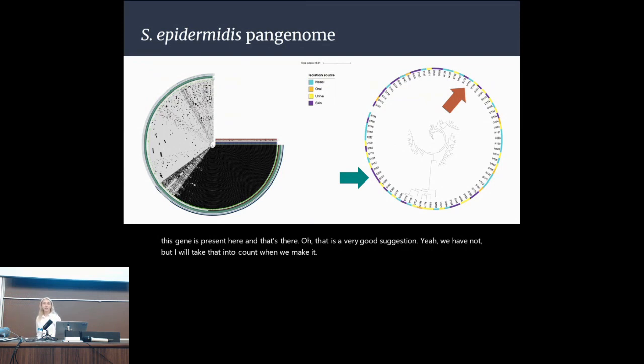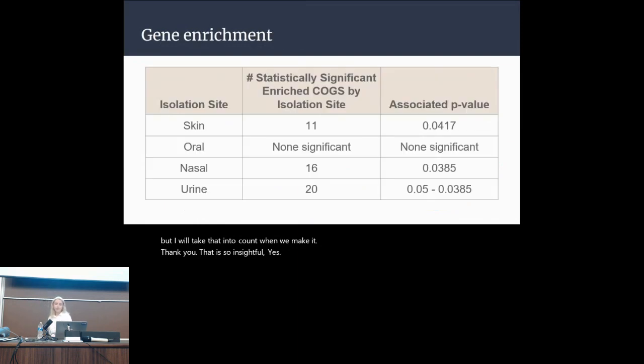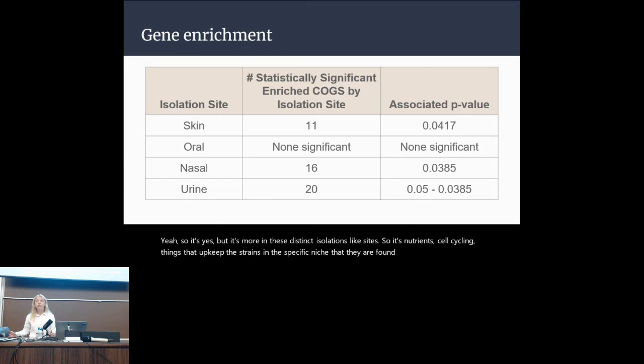I had a question about the COGs, because I don't really know a lot about what that actually means. Is that indicating that there is niche specification within S. epidermidis? Yes, but it's more in these distinct isolation sites. So it's nutrients, cell cycling, things that upkeep the strains in the specific niche that they are found in. Those are the genes that are conserved solely in that specific anatomical site, that is statistically significant. Yes.